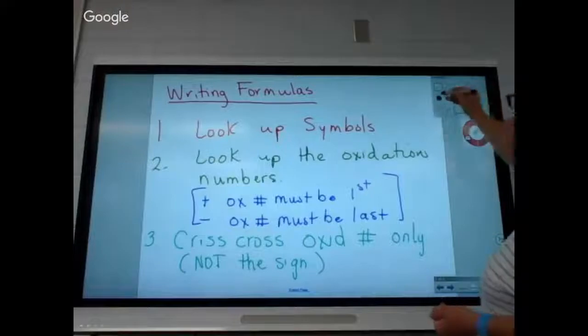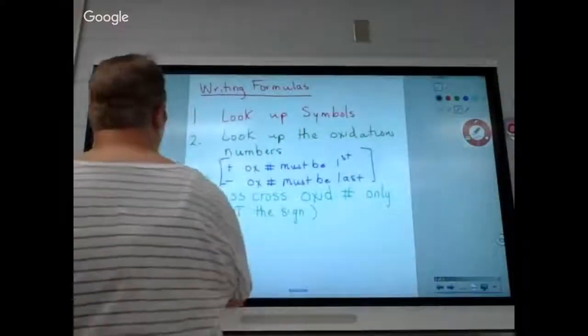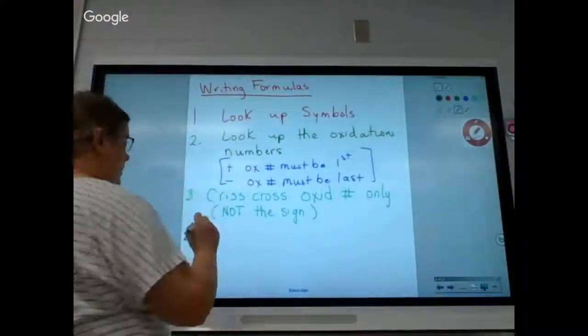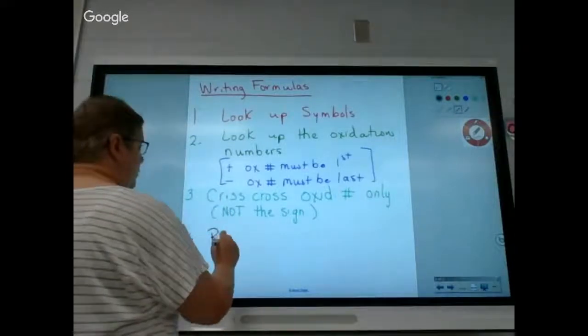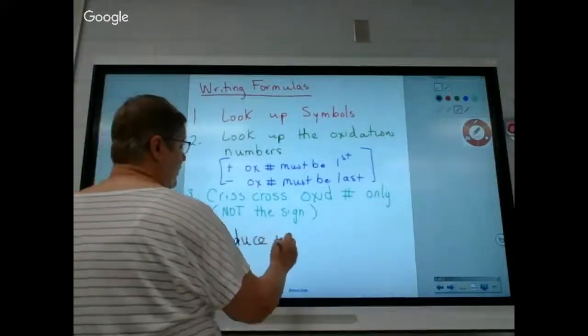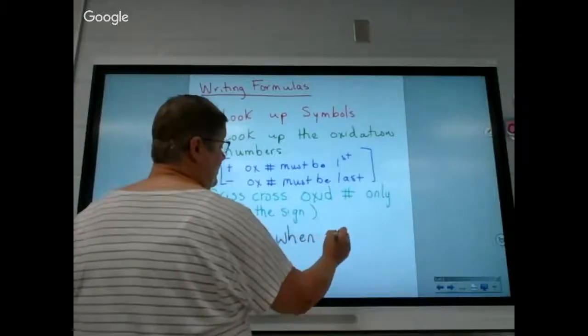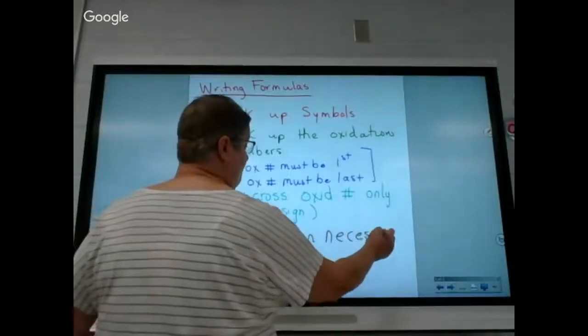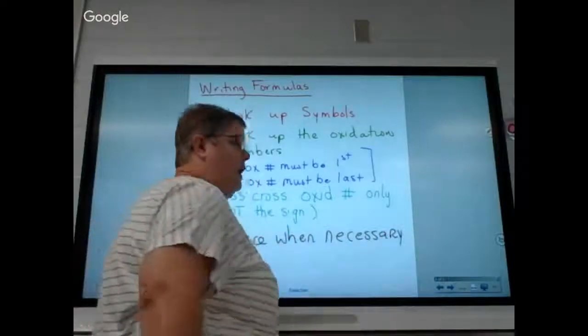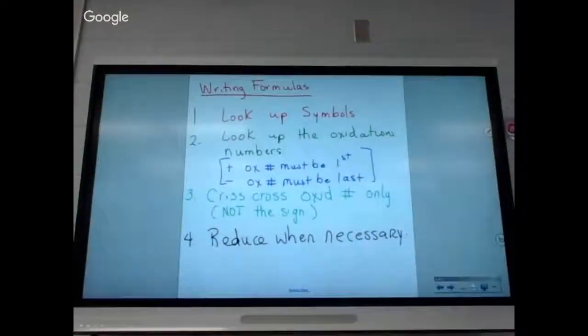And the last step, we will not have to do that often, but we will have to periodically. It's a little bit like math class. Reduce when necessary. Okay, sort of like when you have a fraction like 2/4. Would you leave it at 2/4 in math class? We do put them in lowest terms.